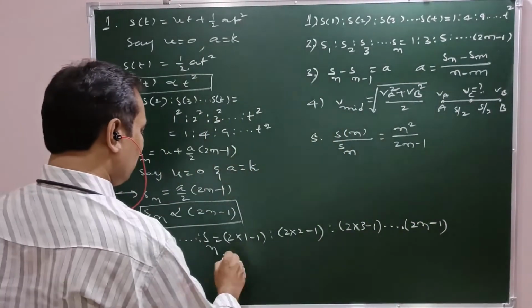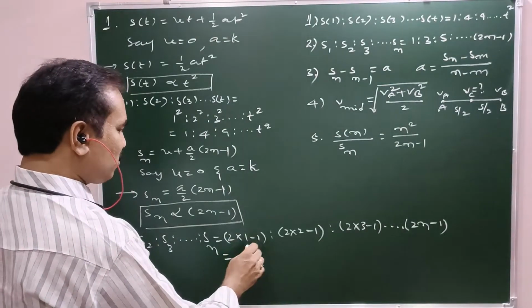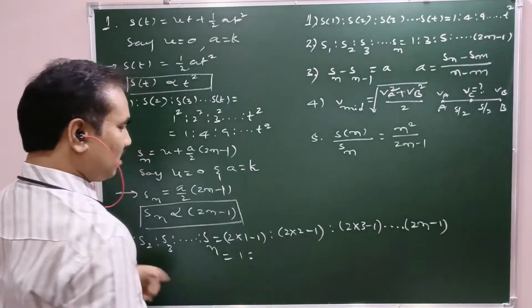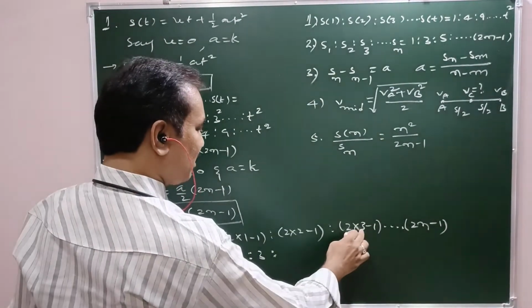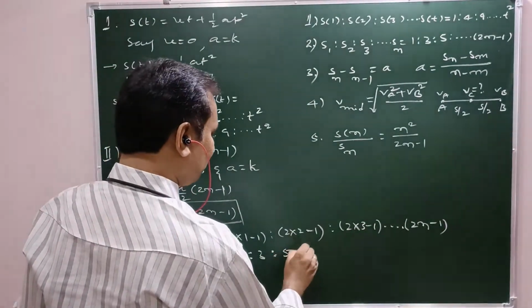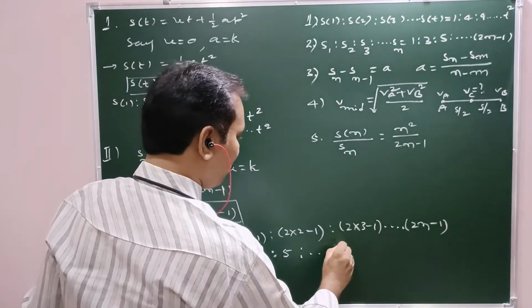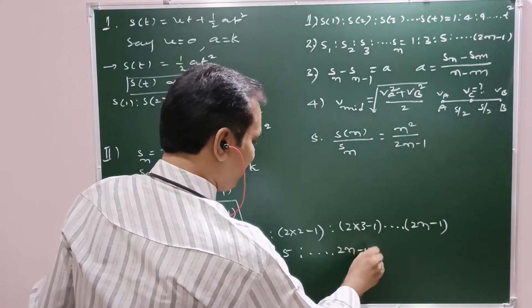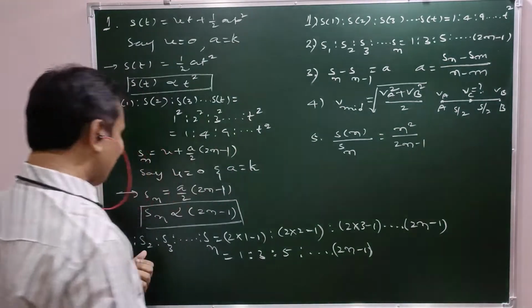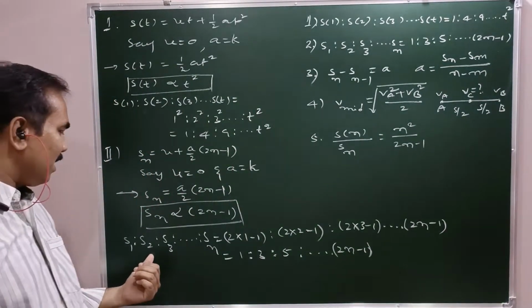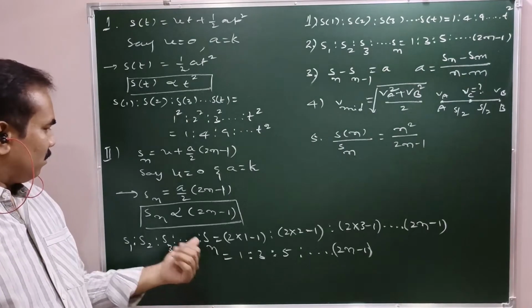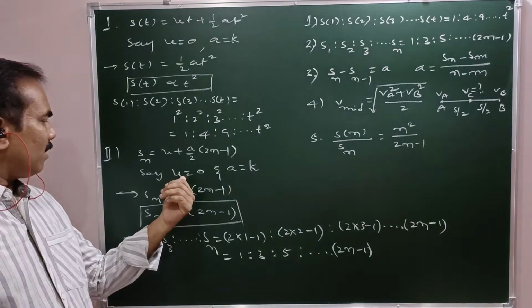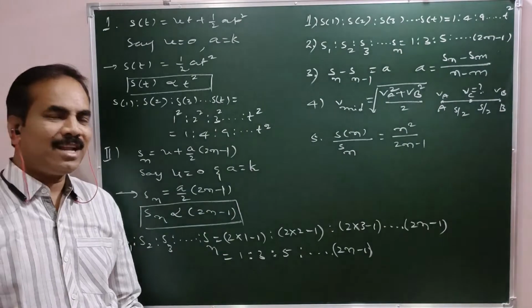Okay, now what is the final answer? That is equal to 2 into 1, 2 minus 1 means 1. 2 2s are 4, 4 minus 1 means 3. Here 2 3s are 6 minus 1 means 5, is to up to 2n minus 1. So this is the ratio of distances or displacements covered in successive seconds for a particle which starts from rest and moves with constant acceleration.